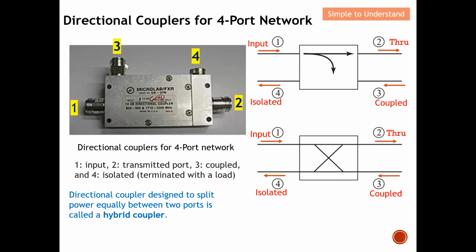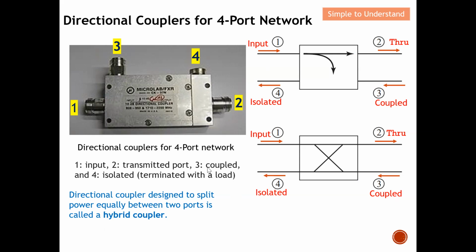So this diagram here shows the directional coupler for a 4-port network. Let's go through here. So this will be port 1, port 2, port 3, and port 4. Port 1 will be the input as illustrated here. So this will be the source, the input. Port 2 will be the transmit port, which means that most of the power should be transmitted from port 1 to port 2, as this will be the transmission port.